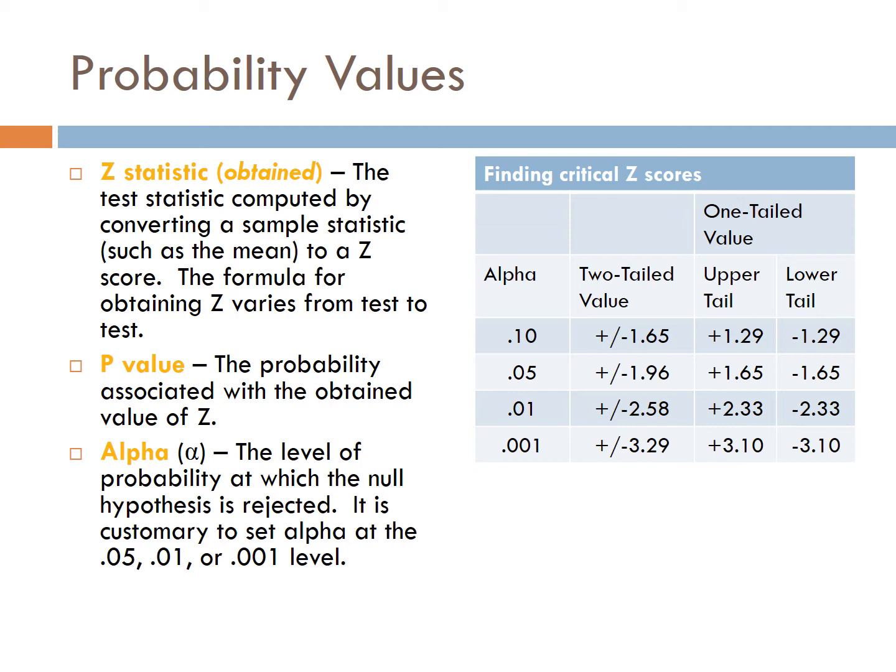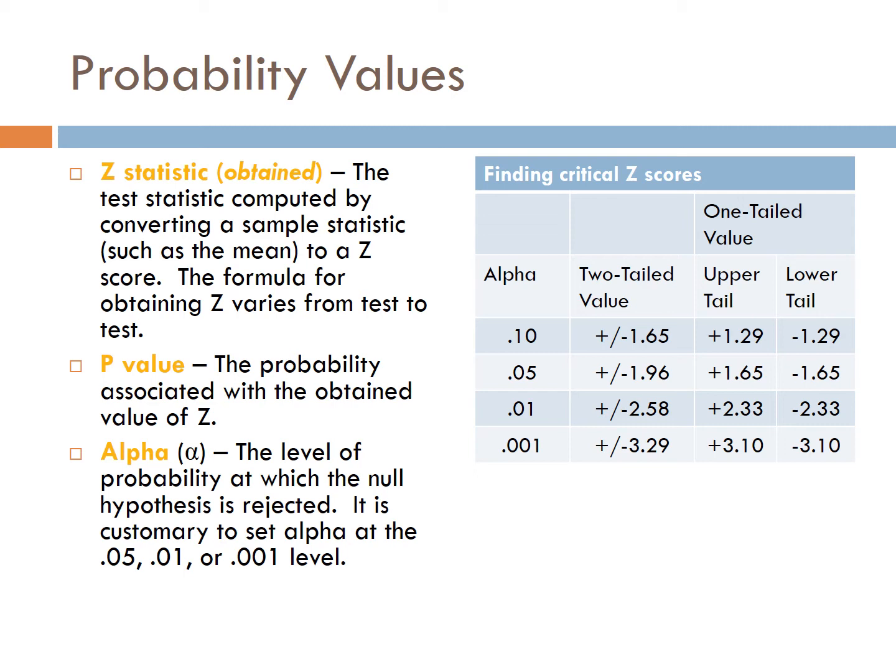For 0.10, the z-score is plus or minus 1.65. 0.05, which is the one we are concerned about, is plus or minus 1.96. And then as you have the alpha level p-value of 0.01 is plus or minus 2.58, and the alpha level of 0.001 is plus or minus 3.29.